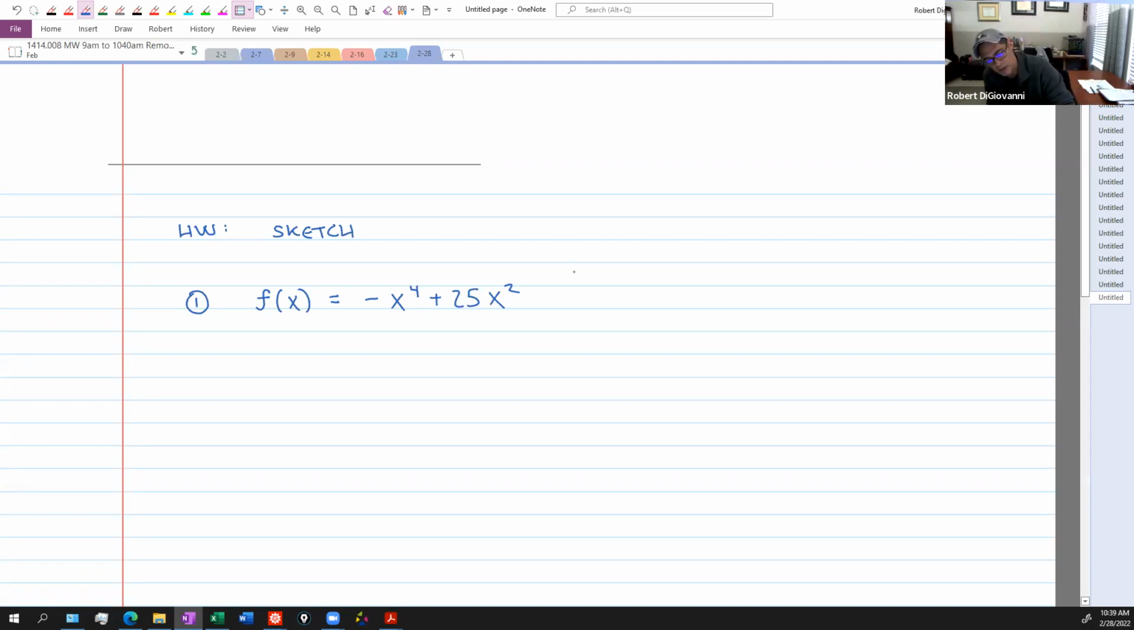See how it goes. And the other one will be f of x equals, let's say, I'll keep it positive. How about 4x to the 5th minus 17x to the 4th, yeah, plus 4x to the 3rd.